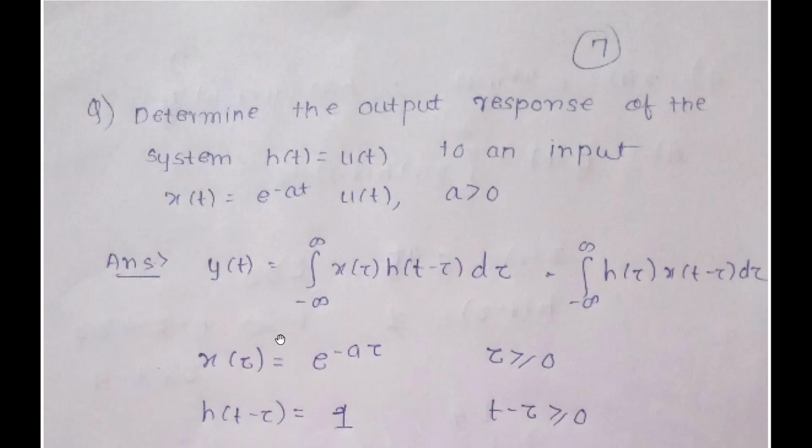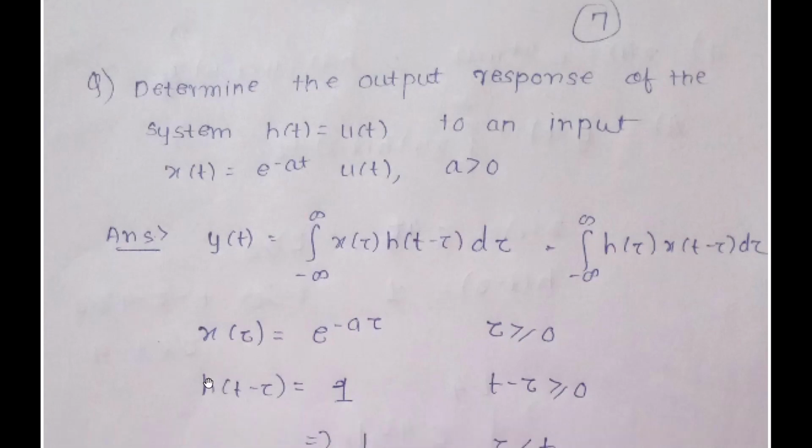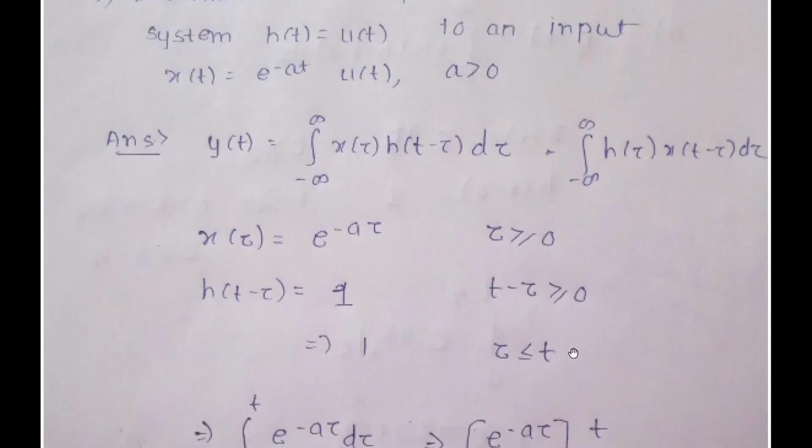Since my t here is in terms of tau, it is tau greater than or equal to 0. Then we have h of t minus tau. Now the h of t minus tau is also equal to 1 because it is a unit step signal. So in case of a unit step signal, we have one value because this value is equal to 1, and to get the range, t is always greater than 0 for a step signal. Since the t is equal to t minus tau over here, we have t minus tau greater than or equal to 0. Hence my tau is smaller than t.